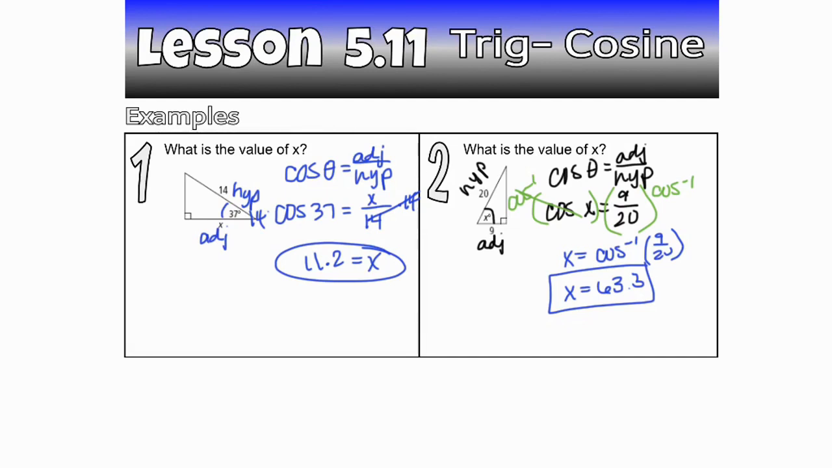Okay. So that's a little built-in check there. Also make sure it's positive. If it's a negative number, you may have your calculator in radians. So just double check that.